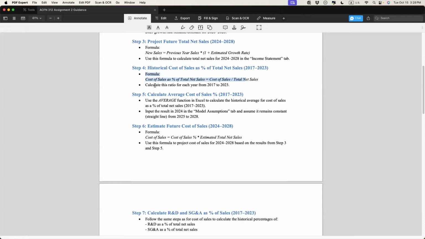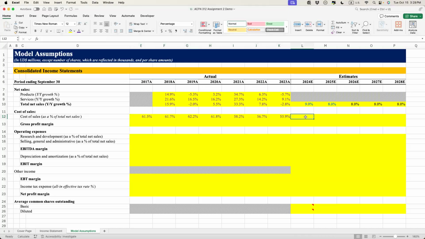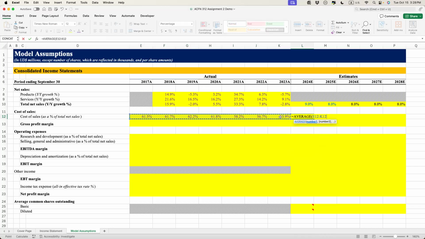So what we do here, once we have the values here, we're going to use a method, one of the 7 methods we discussed in the class and also discussed in the book. So we use the average function to calculate the historical average cost of sales as a percentage of total sales. Use that for 2024 projection. So what do we do here? We do an average, and then let's take an average of this.